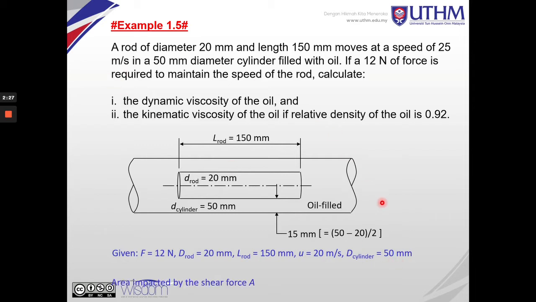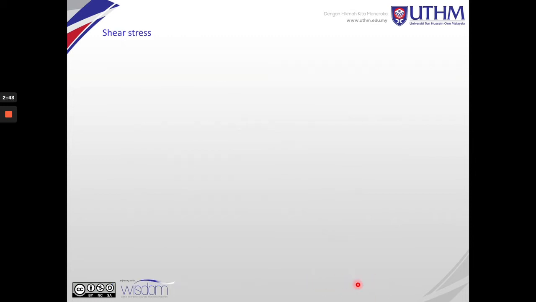So we look at the shear force area A here. The area impacted by the shear force is pi times d times length, so we get this value. Then we look at the shear stress here. Using this equation, shear stress is equal to force divided by area, so we get this value here. Shear stress can also be found using another equation.